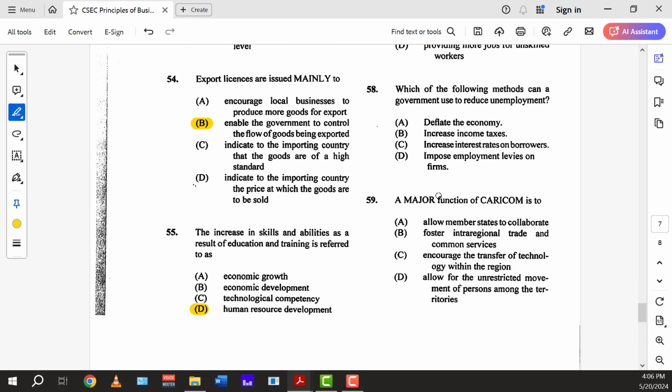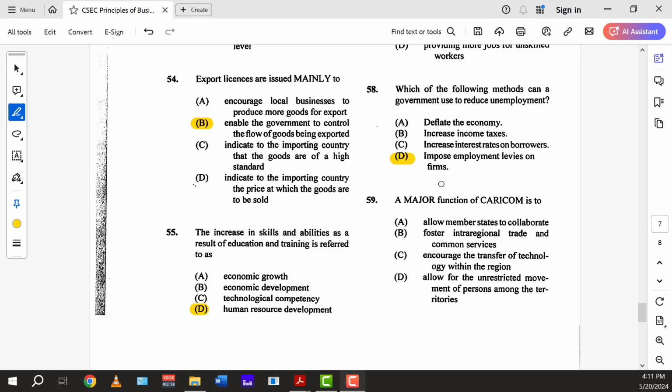58. Which of the following methods can a government use to reduce unemployment? Is it A, deflate the economy, never a good thing, B, increase income taxes, C, increase interest rates on borrowers, or D, impose employment levies on firms? So the best answer is D. So that would help to reduce unemployment, since the employers now have to pay to hire foreign workers. So that's what the employment levies are all about. So they'll be forced to hire our locals.